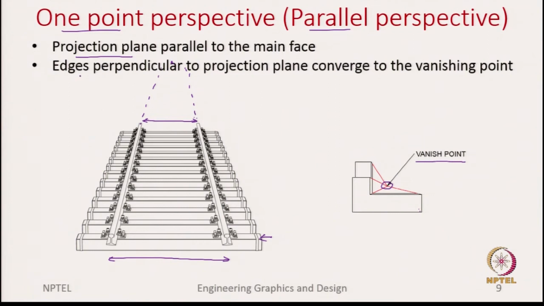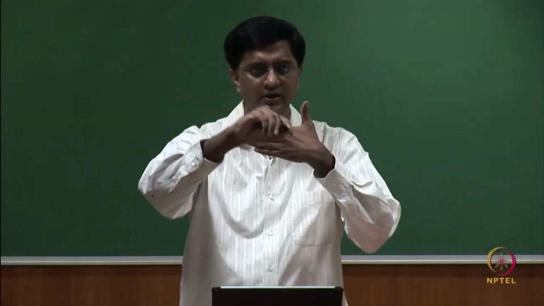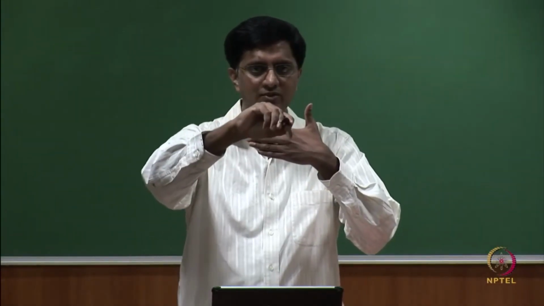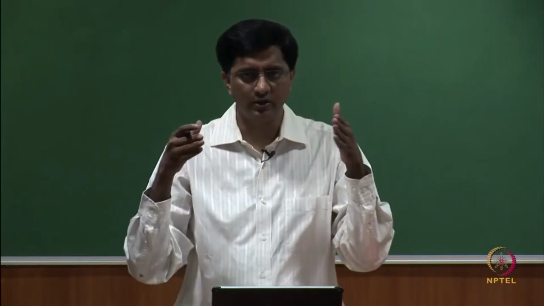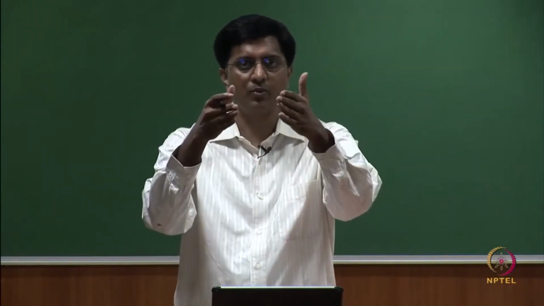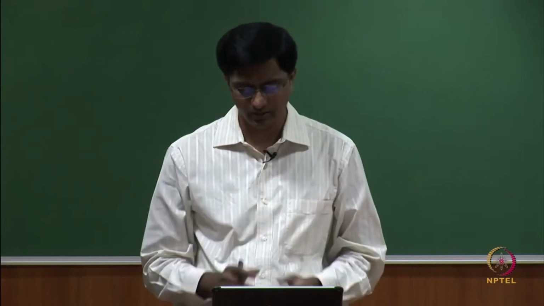So, here we say the edges perpendicular to the projection plane. For example, the railway track is the edge perpendicular to the projection plane. So, this is the projection plane and this is the railway track. These lines which are perpendicular to the projection plane all meet into one single point called the vanishing point.